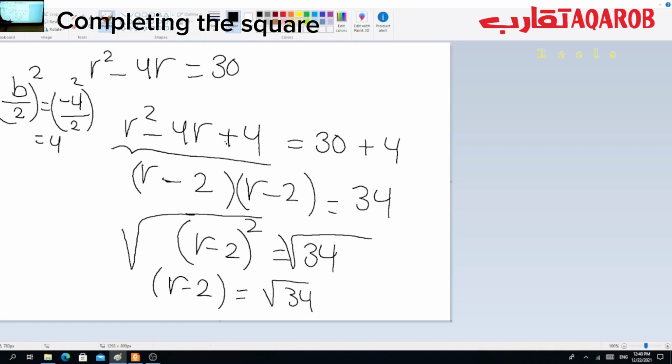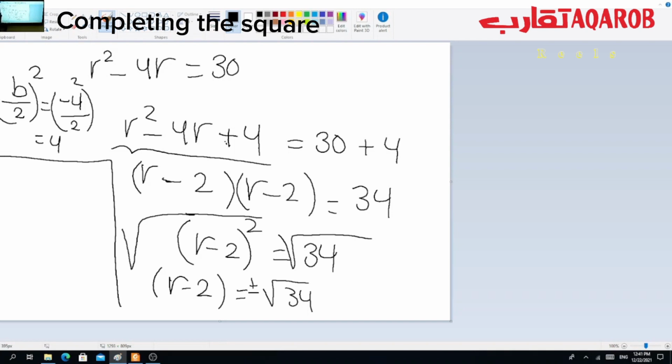Now, what should I do here? As you can see, it's a plus or minus for sureness. If you remember, in finding the square root in this chapter, you should mention that it's a plus or minus square root. So here we have two solutions, right? I will write them here.